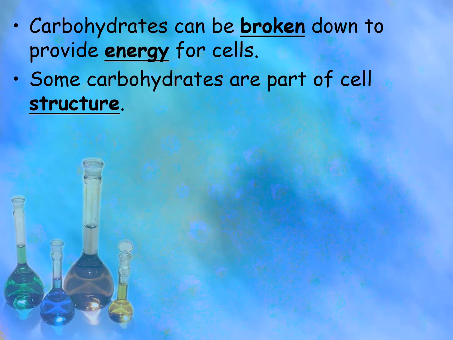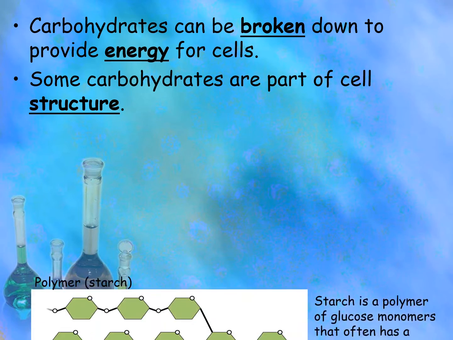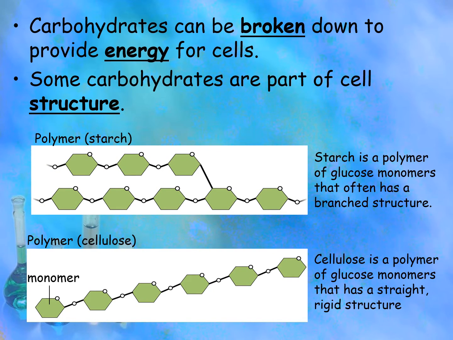Then there are some carbohydrates that are part of cell structure, like cellulose, for example, or starches. If you've ever eaten a potato, you've eaten a carbohydrate, and it's a polymer. It's starch. So starch is a polymer of glucose monomers that often has a branched structure, and cellulose is more of a straight, rigid structure, and that's what gives plants their rigidity, or their ability to grow straight up.